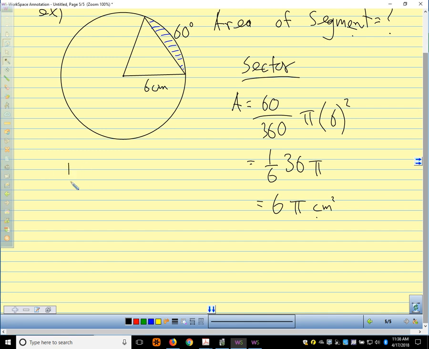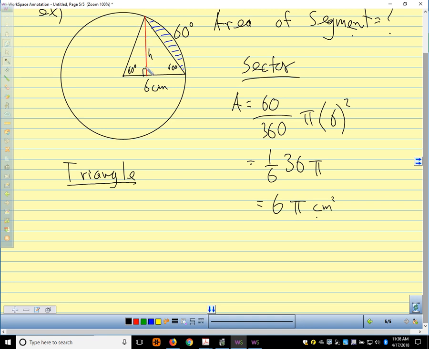The area of the triangle. Well, we know the base is 6 centimeters, but this isn't a 90-degree angle. So we have to draw in the height. There's my height. Well, if this is a 60-degree angle, these are both radii. What kind of triangle does that make this? This would be 60 degrees, this would be 60 degrees, this whole angle would be 60 degrees.